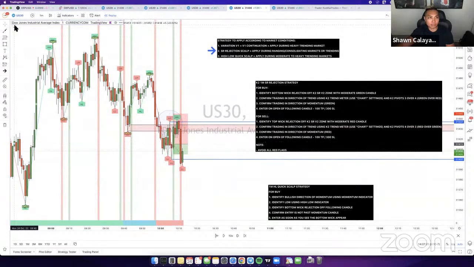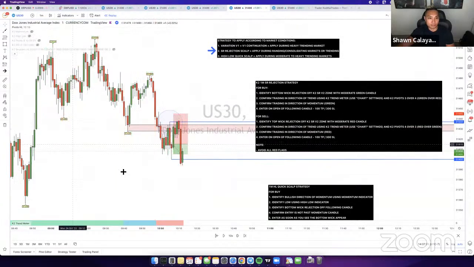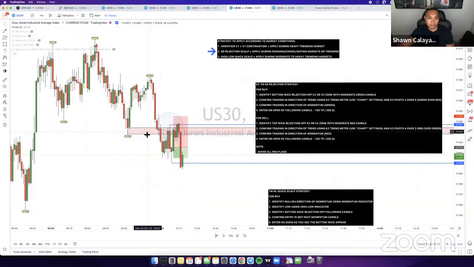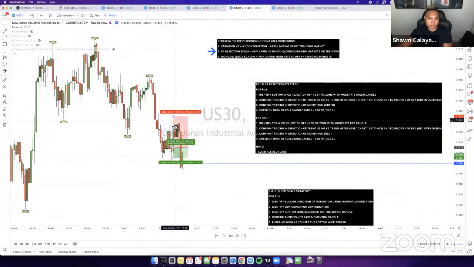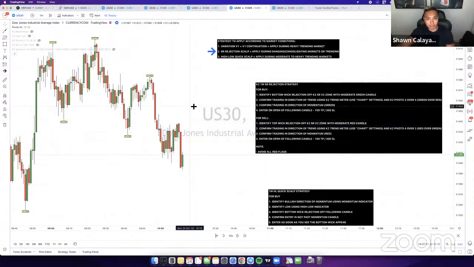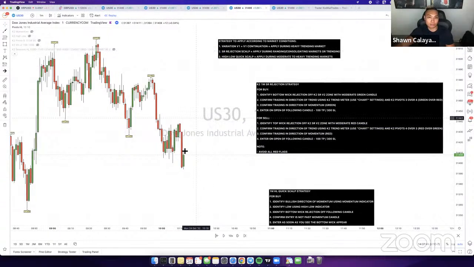Because if you don't have anything on your chart, your chart's going to look like this, right? And if you don't have the SR zones, you wouldn't even know there's a zone right here, right? So that's why it's important that you guys have the indicators. I know a lot of people don't like using indicators, but indicators are meant to help you. If you know how to use them and you know what to use them for, then they're helpful.